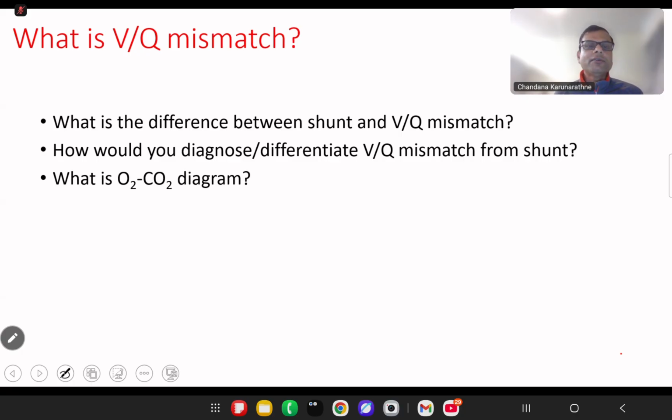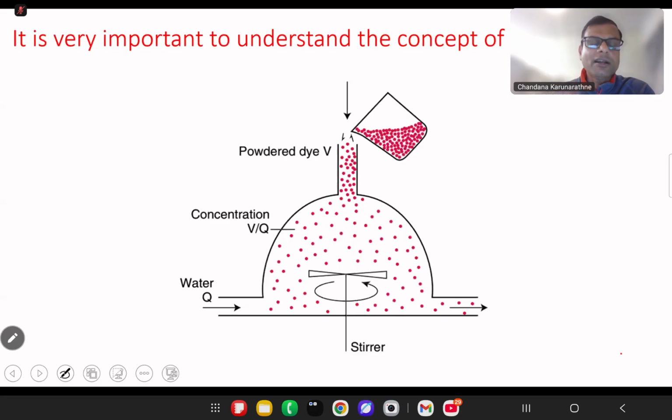Now, anybody who did not understand, so the next question is, how would you diagnose, differentiate VQ mismatch from the shunt? Okay, so we'll just first try to understand people who did not understand. So this, once again, this is not that, this is a beaker representing that thing. This is not dead space here, because although it looks similar, this is not the previous diagram we described. This is just a beaker.